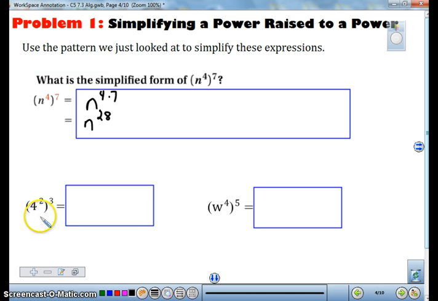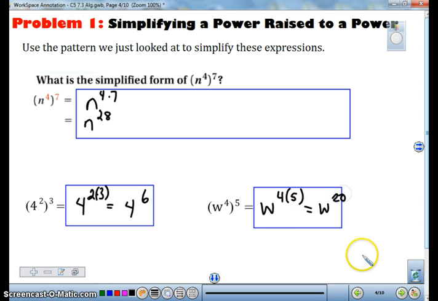Let's try it with the next one. 4 to the 2nd raised to the 3rd. You're going to take 4, and we're going to take our exponents 2 times 3, which gives us 4 to the 6th. W to the 4th raised to the 5th. We are going to be taking w to the 4th times 5th. We're not adding these, we are multiplying, which gives us w to the 20th.